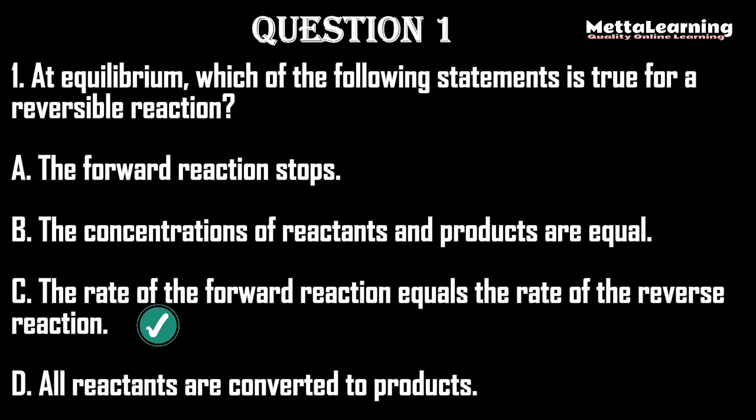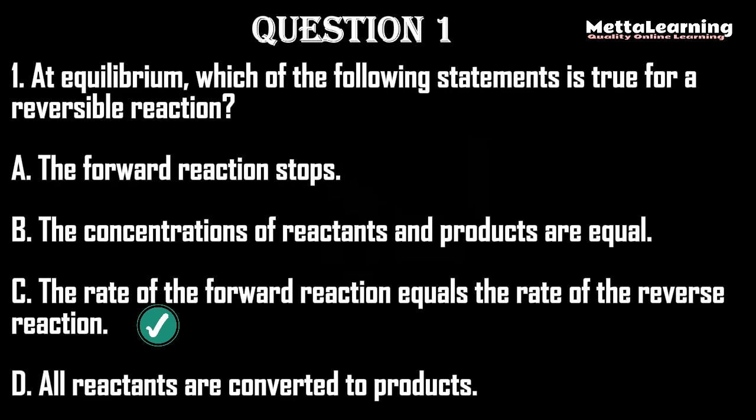At chemical equilibrium, both the forward and the reverse reactions continue to occur, but at equal rates. So there is no net change in the concentration of the reactants and products. This is why equilibrium is often referred to as a dynamic state. Option A and D are incorrect because the reaction continues and not all reactants are necessarily converted into products. Option B is also incorrect because the concentration of reactants and products do not have to be equal. They simply remain constant at equilibrium.